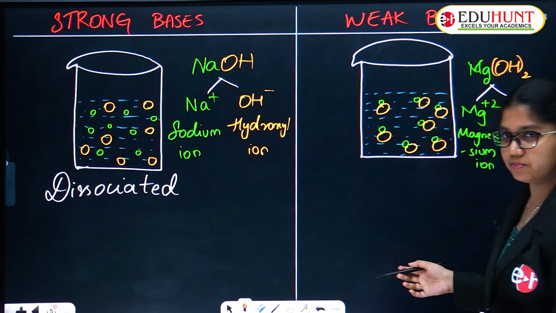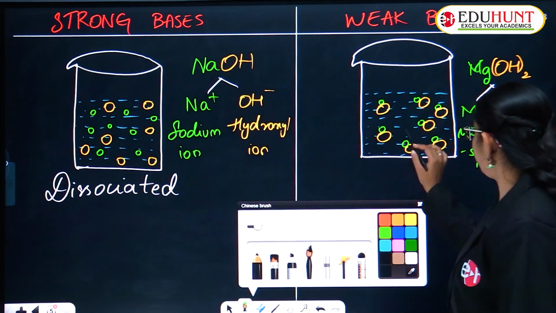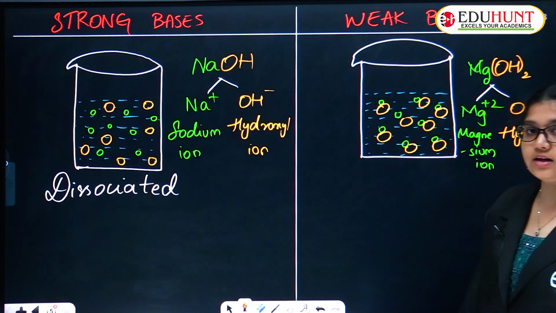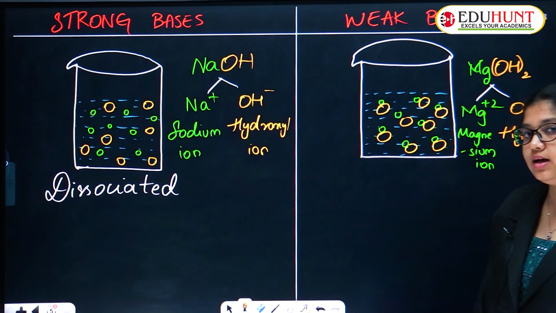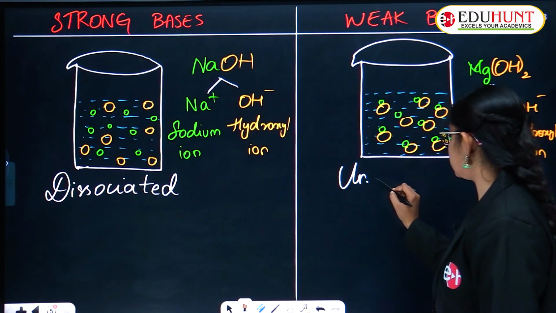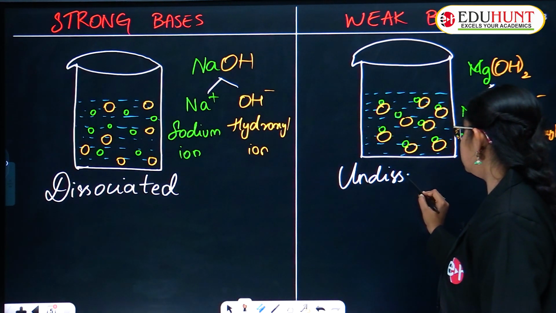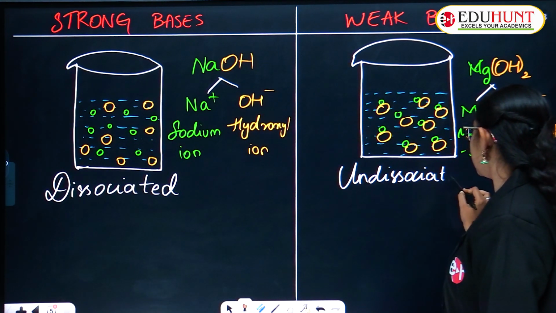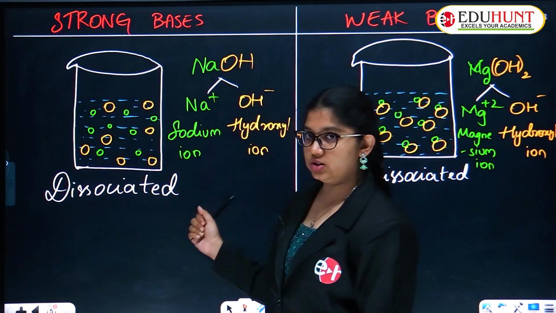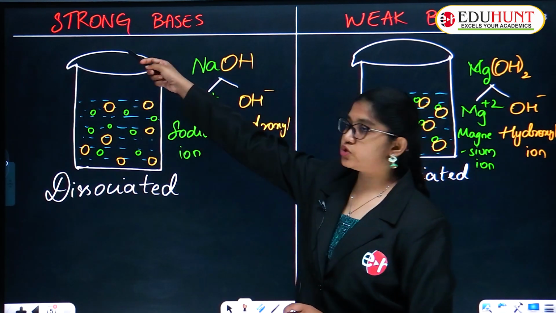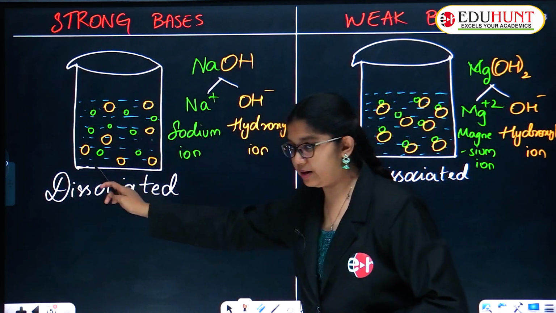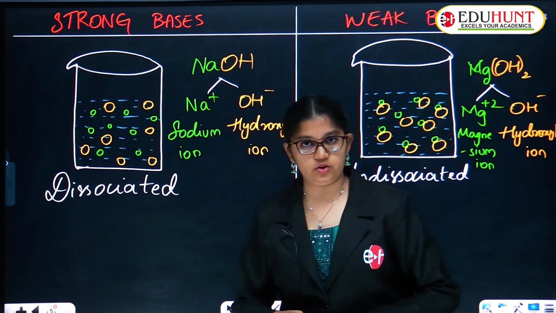Some may be present with dissociation, but many of them are not undergoing any dissociation. So this is classified as undissociated. Did you get it now? If the molecules are separated upon dissociation in the aqueous solution, those are named as strong bases, such as NaOH. Observe the diagram clearly, the dissociated molecules.